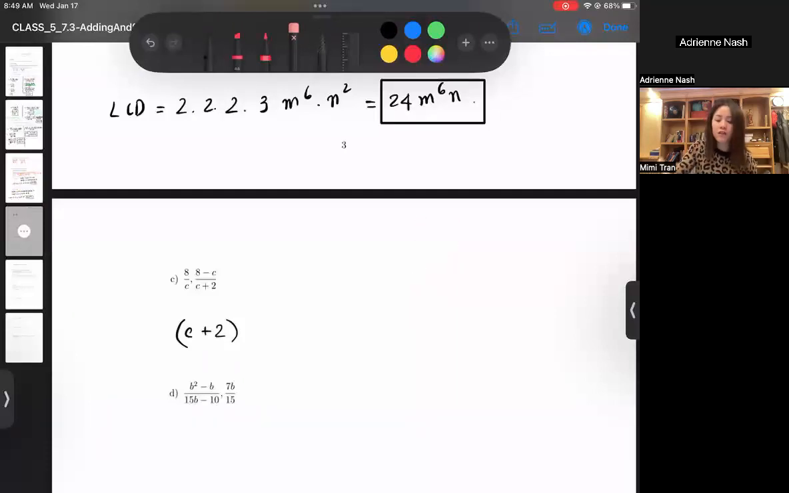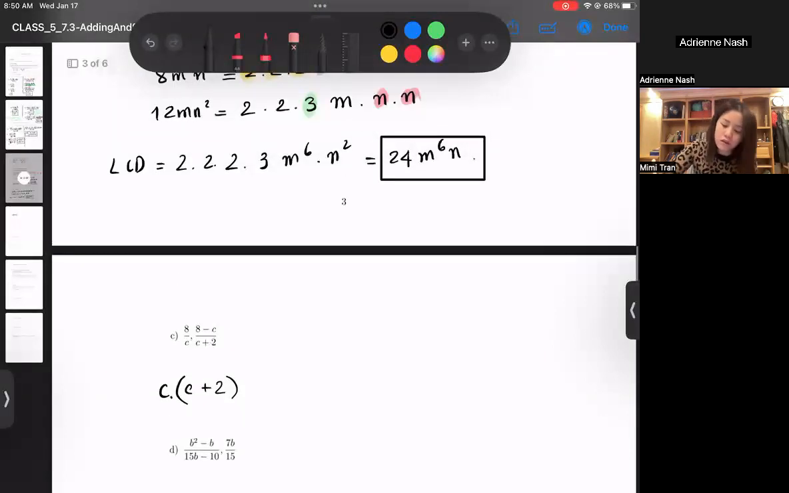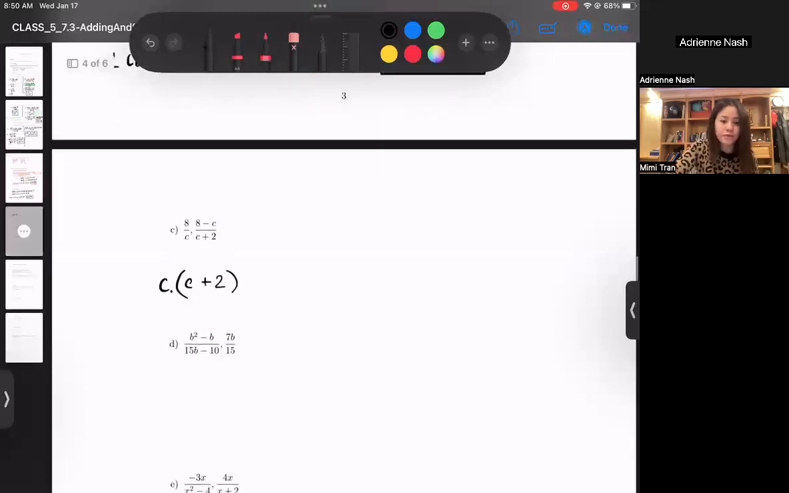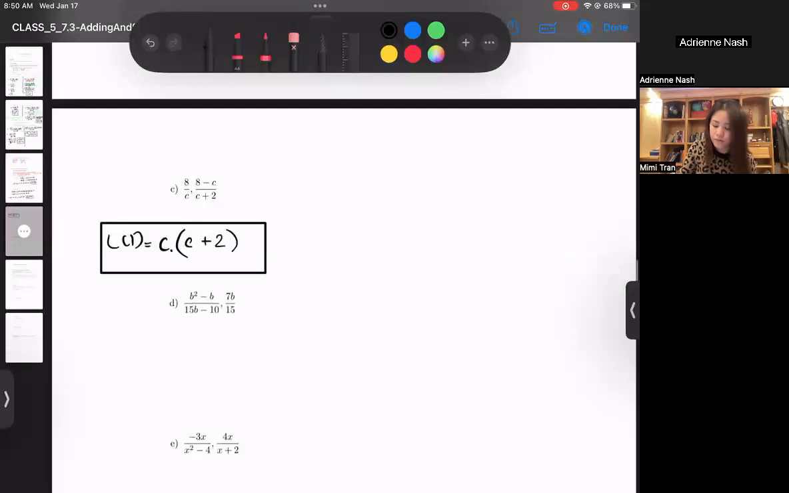So you need one more factor that divides into C. Well, you need one more C outside, right? So C times C plus 2. So that means my LCD. Any question? Right. This right here prepares you for the big problem.